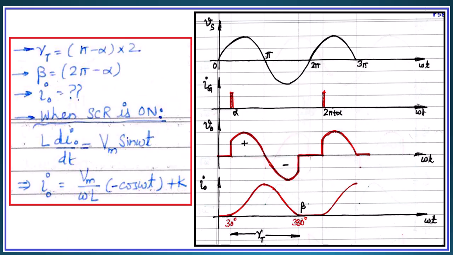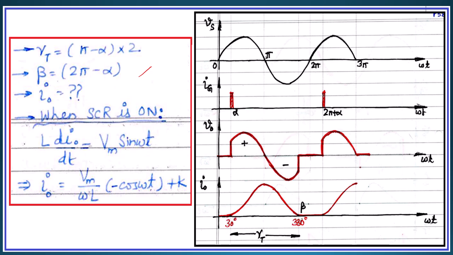Now see, this particular circuit is very much similar to RL load, except that R is absent. In that case the gamma t, which is the conduction angle of thyristor, is 2 times (pi minus alpha). Similarly the extension angle is also 2 pi minus alpha.